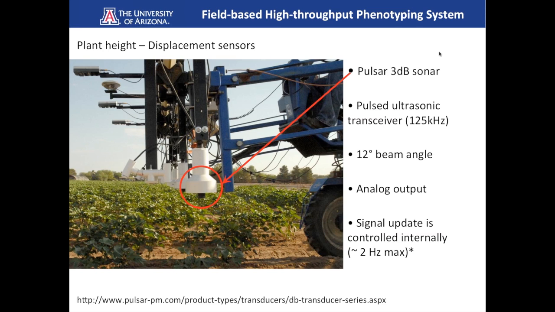But there's one point here. The signal is updated based on an internal controller, an internal chip that we have no control over. So how fast it's going to update information depends on the conditions that it's sensing. We've seen that we have 2 hertz, twice a second, where we can have reliable updates. Faster than that, sometimes, and sometimes we don't.